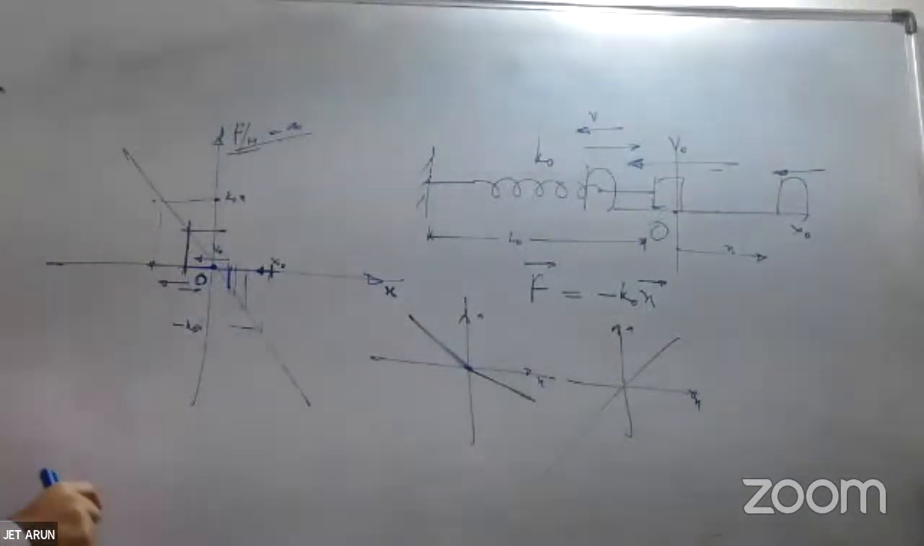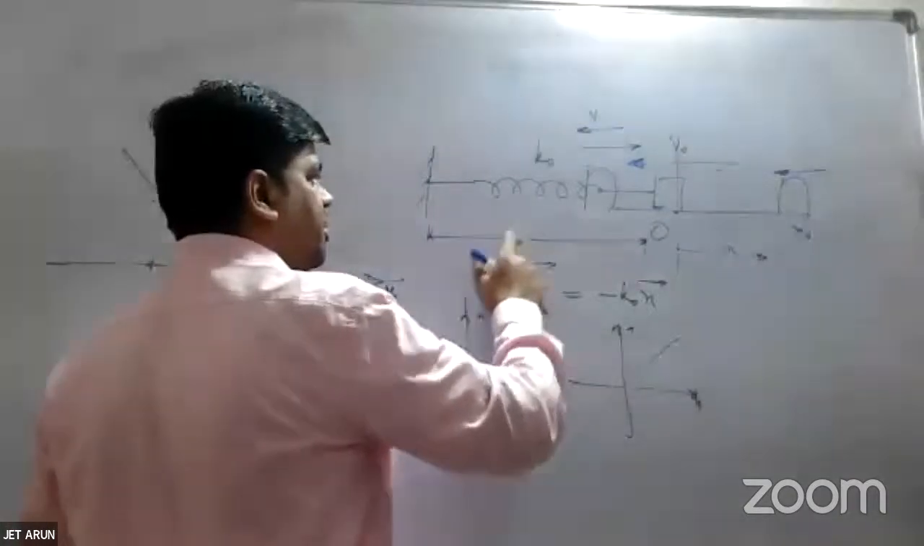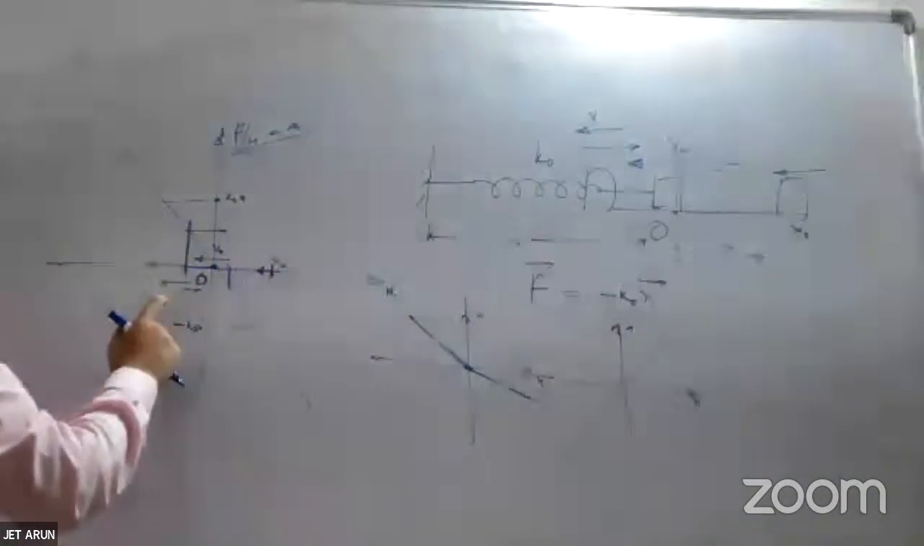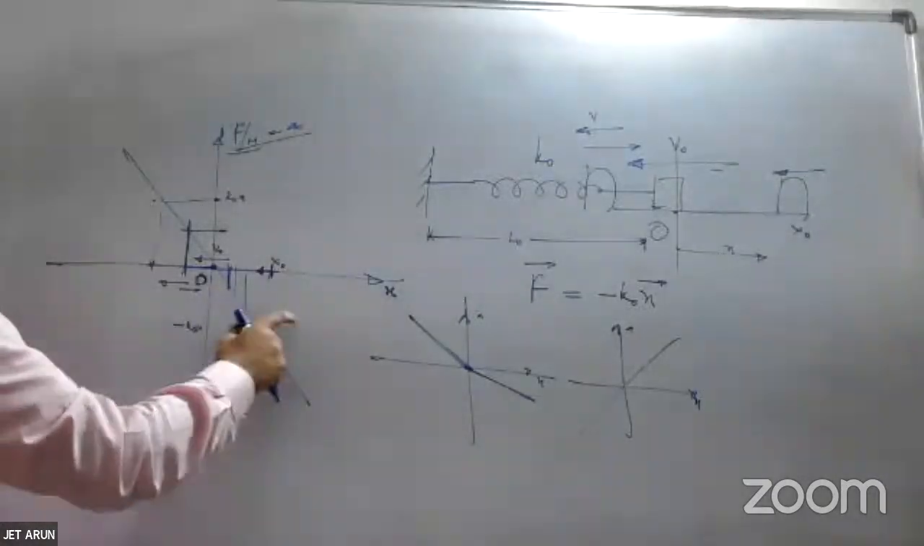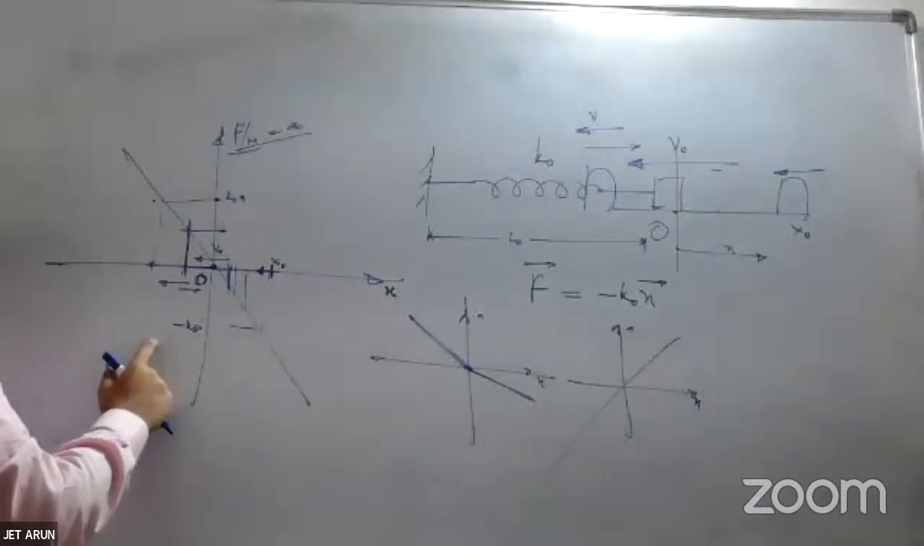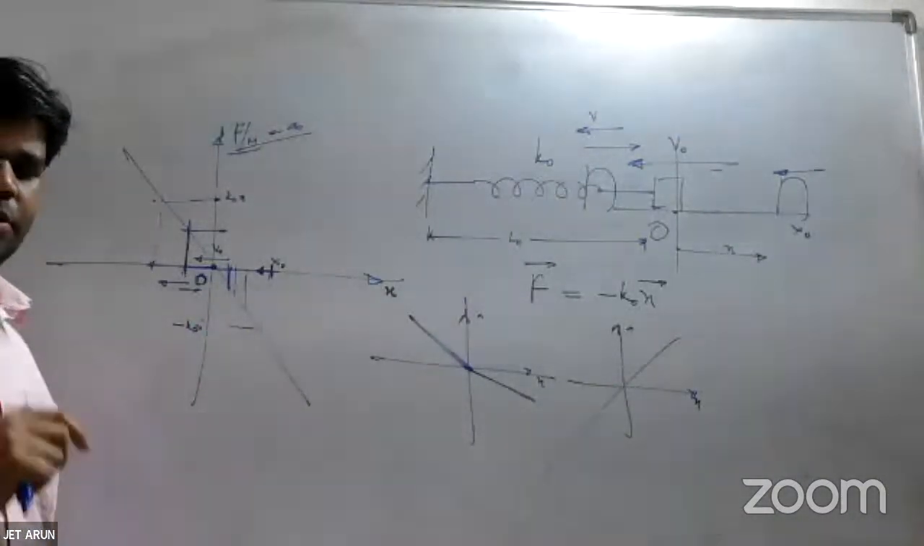But right now, let us deal only with the spring case where you have got one spring of natural length L naught, spring constant K naught, equilibrium position as origin, and displacement is X naught or X. If it is towards right, force is towards left. If the displacement is towards left, force is towards right. This is what the scenario is.